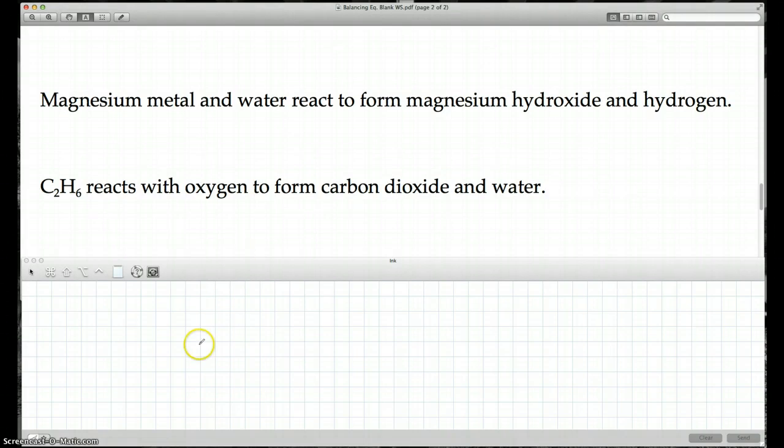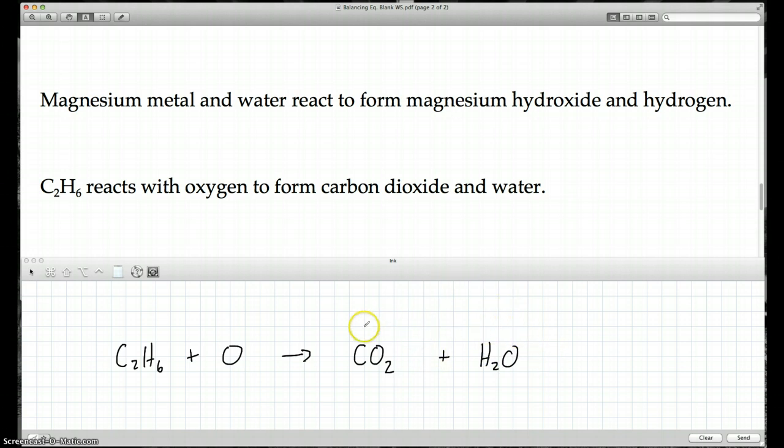So, C2H6 reacts with oxygen. So, it's reacting with oxygen to form, that's the arrow, carbon dioxide. Remember, we don't use mono for the first one, so if it's blank, it just means there's mono carbon. But we don't use mono for the first one, so it's 1 carbon. Dioxide means 2 oxygens. And again, we know that water is H2O.